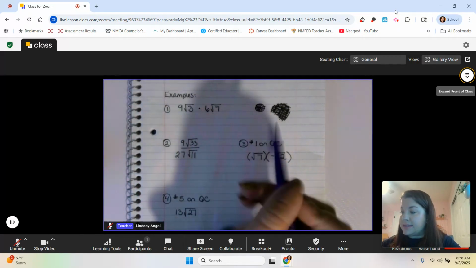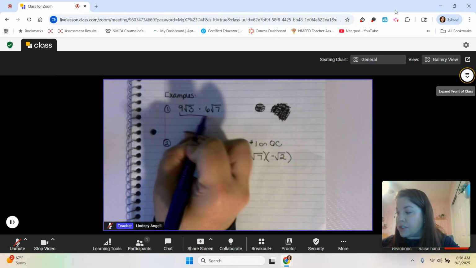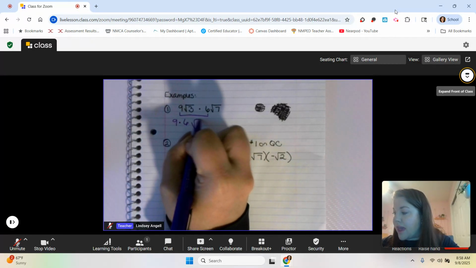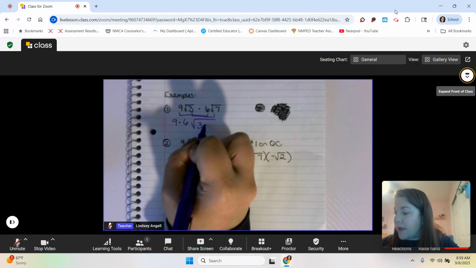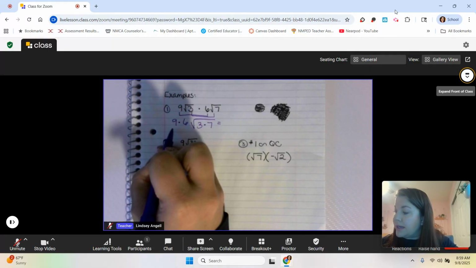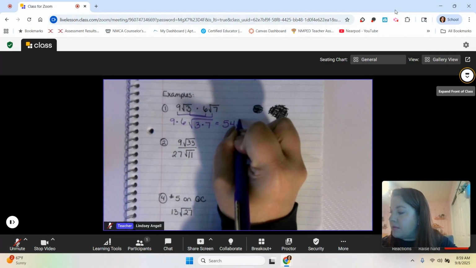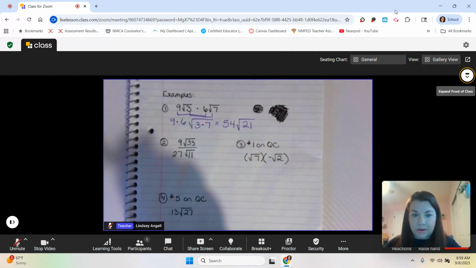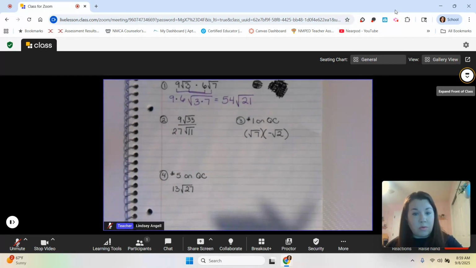So with this, when we're multiplying them together, we can multiply our coefficients together. So we would have 9 times 6, and all of that is going to be multiplied by the numbers under the radical, or the radicands, as 3 times 7. So 9 times 6 is 54, and 3 times 7 is 21. So this right here is equal to 54 times the square root of 21. Okay, and that's it.